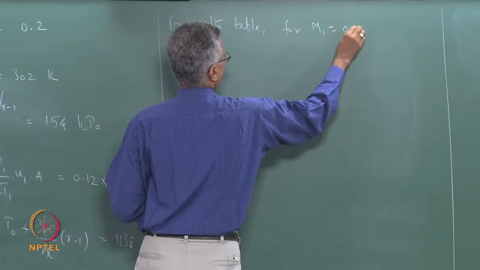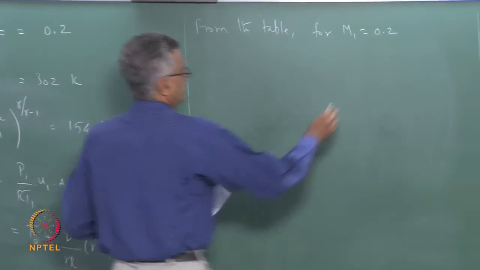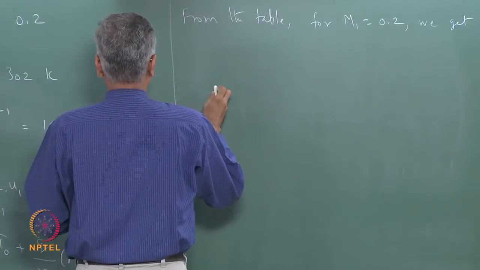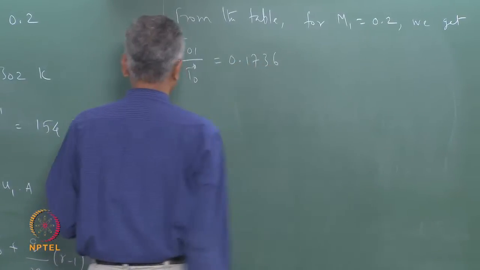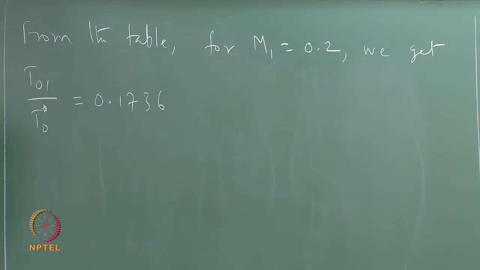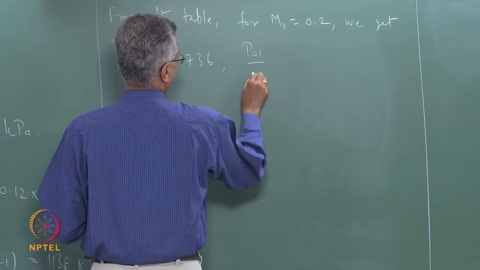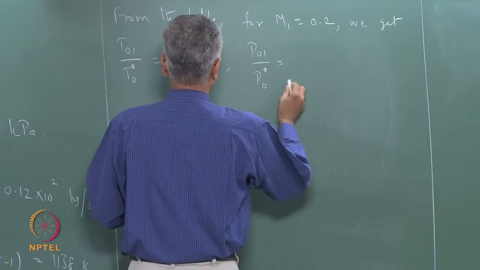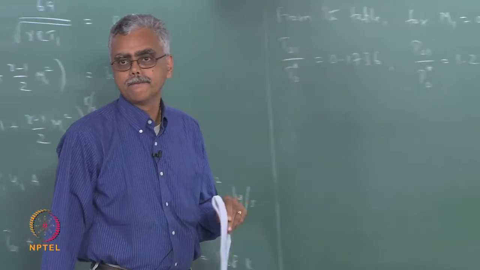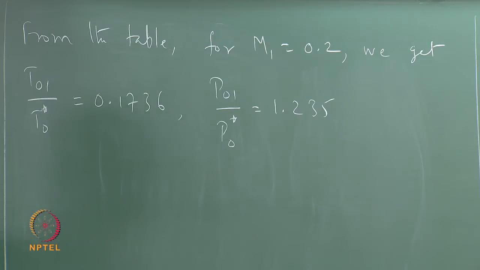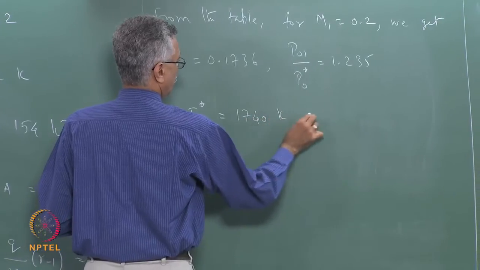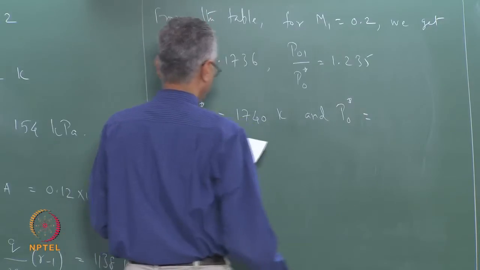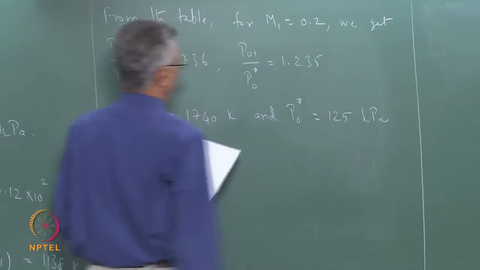For M1 equal to 0.2, we get T01 over T0 star to be approximately 0.1736, and P01 over P0 star to be 1.235. So this allows me to calculate my T0 star to be 1740 Kelvin and my P0 star to be 125 kilopascal.